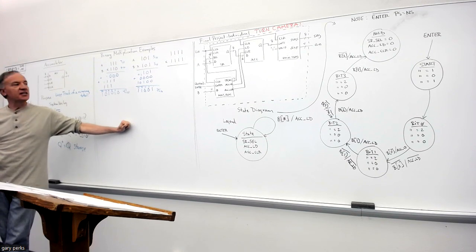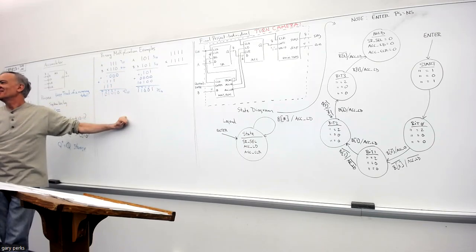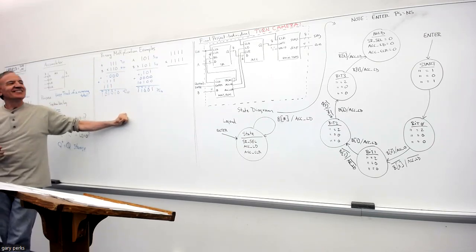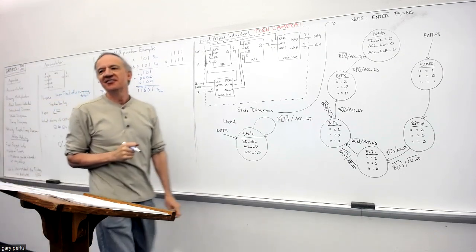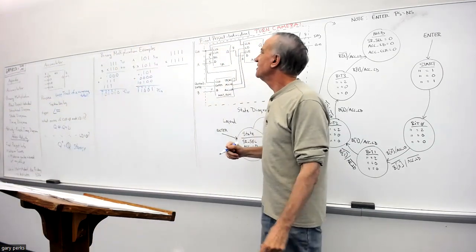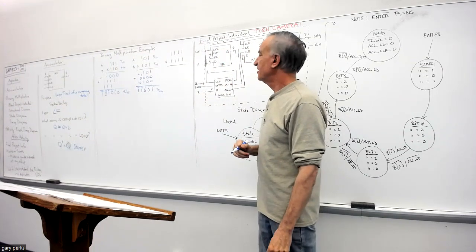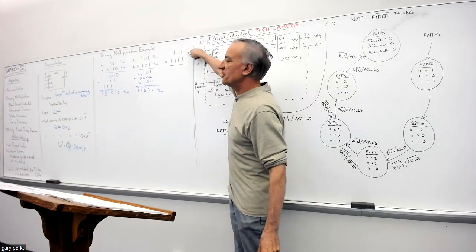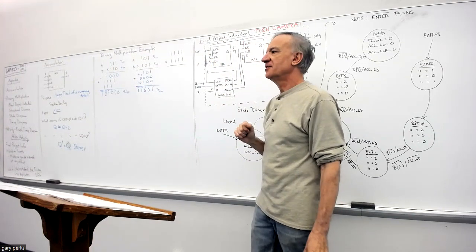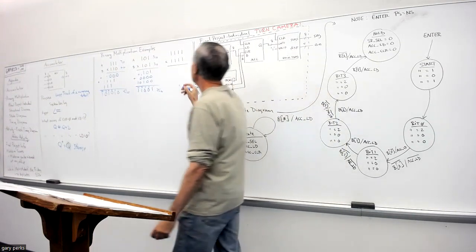Any questions on that? You ready for the last one? Last one's a doozy. What are we multiplying here? 1, 1, 1, 1. But in base 10, what are we multiplying? 15 times 15.